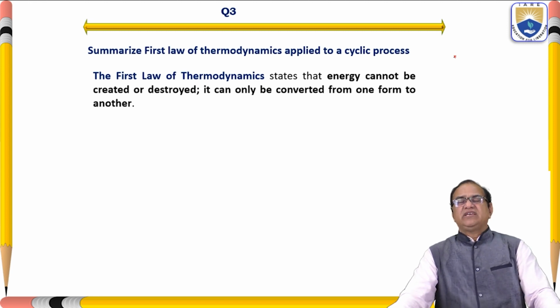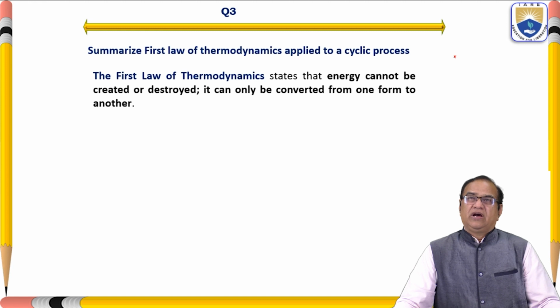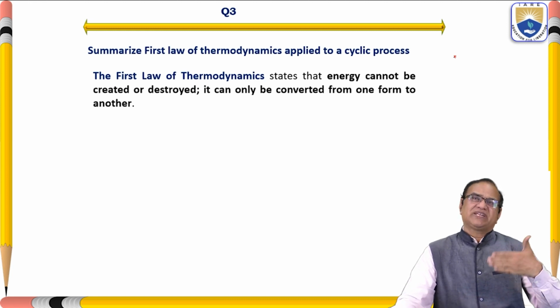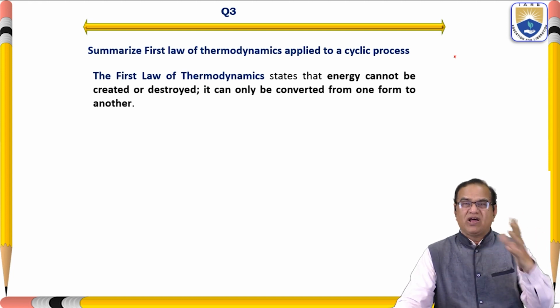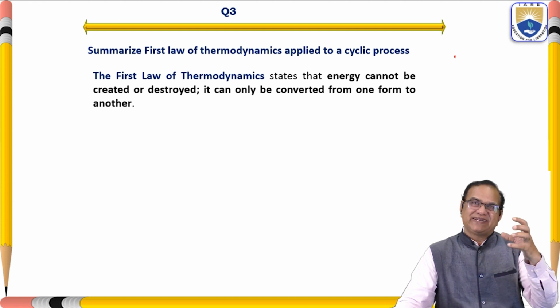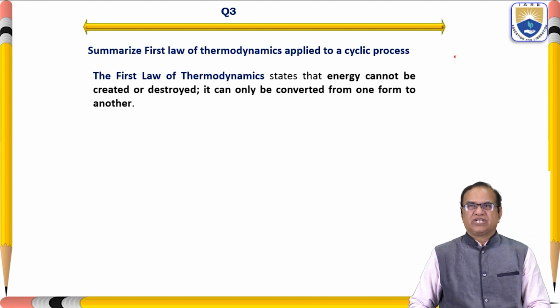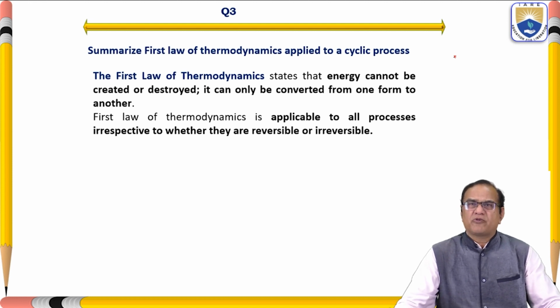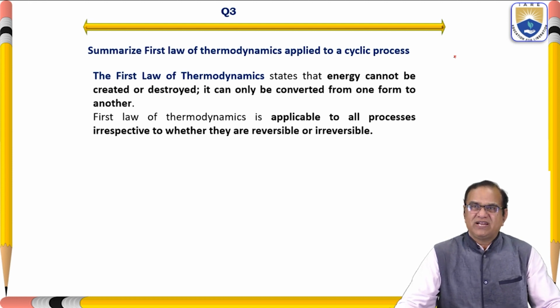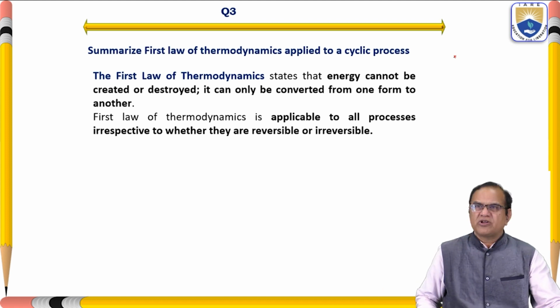Energy cannot be created and you cannot destroy it. However, it can be transferred or converted from one form of energy to another form, from one level to another level, but the net energy will remain constant. The first law of thermodynamics is applicable to all processes, irrespective of whether they are reversible or irreversible.